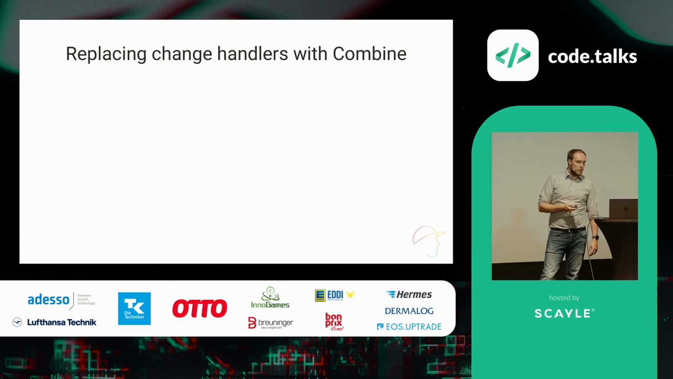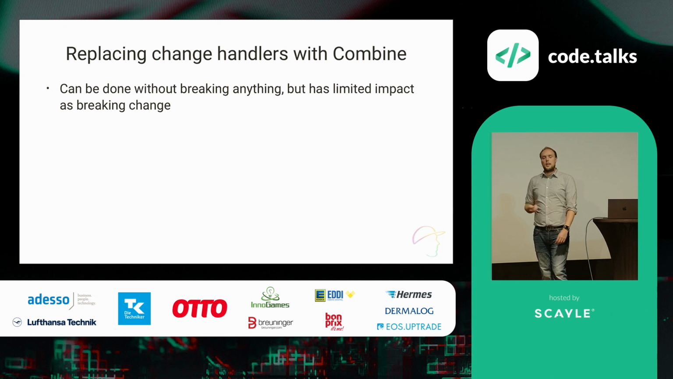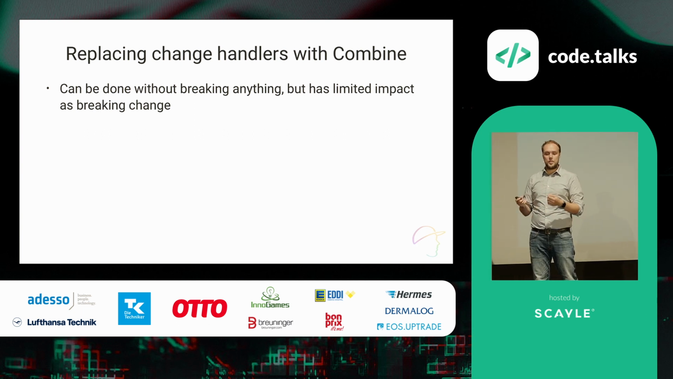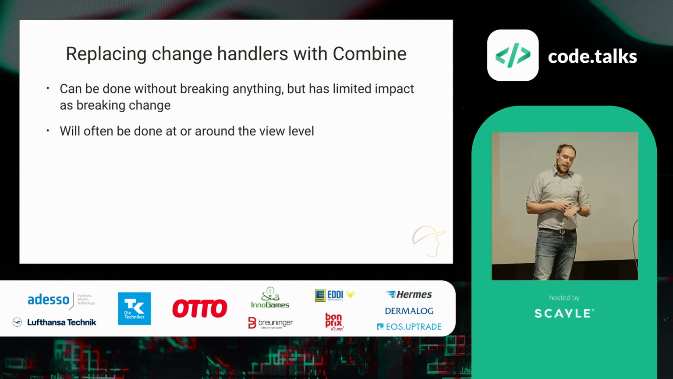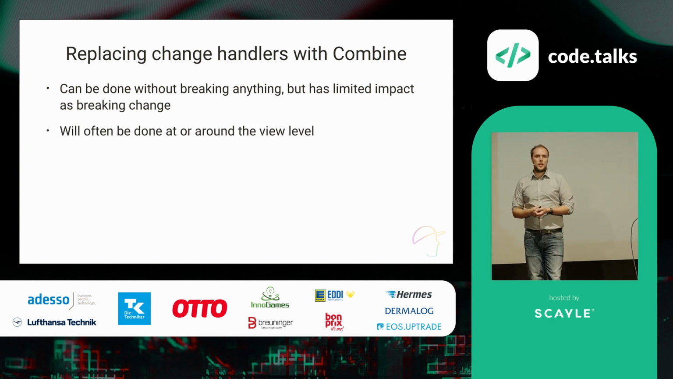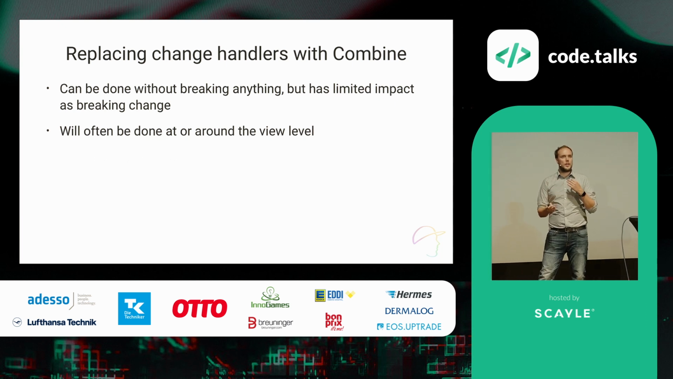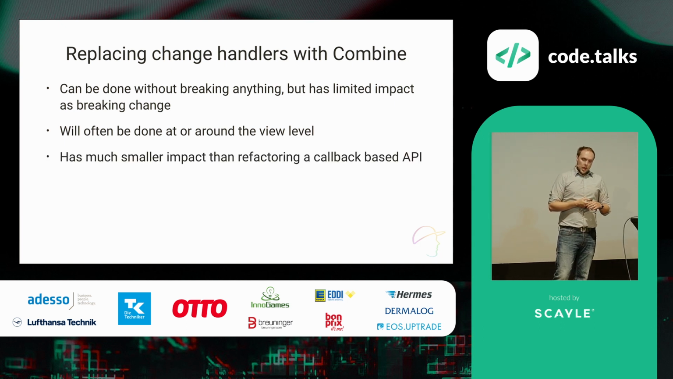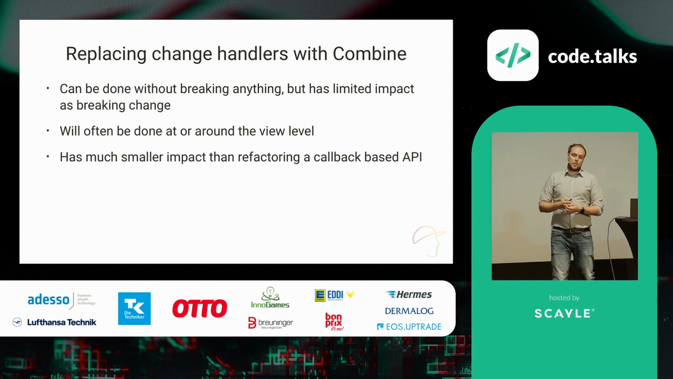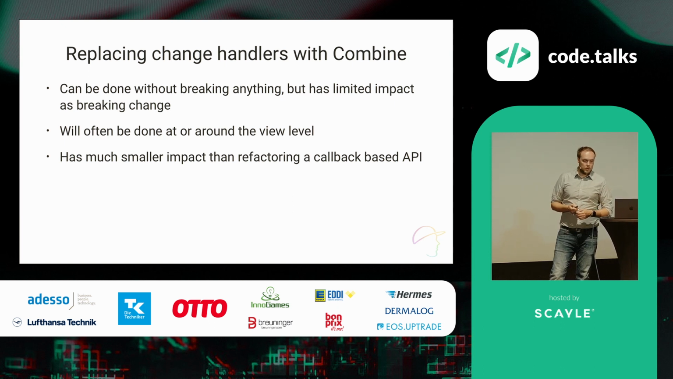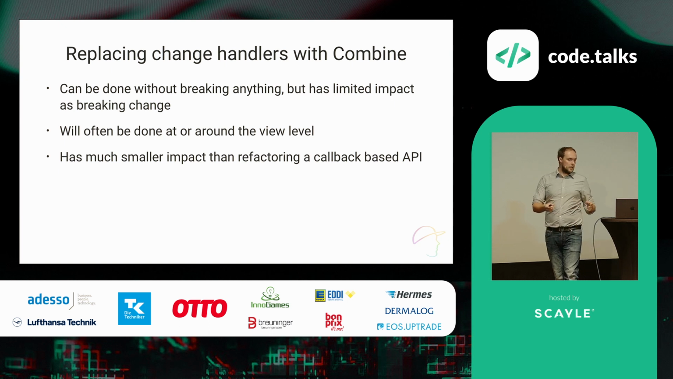So that's pretty cool. And replacing change handlers with Combine can be done without breaking anything, right? I'll show you how you can break absolutely nothing, because we kind of broke something just now, but we only broke one place in our code. So it has a limited impact as a breaking change. In this case, we'll often be working around the view level anyway, so that means that we are far less intense in scope than when we work in something at the core of the application, like a networking layer. And refactoring like this has a much smaller impact than refactoring a callback-based API, simply because of how it's used. Okay, so that's change handlers.